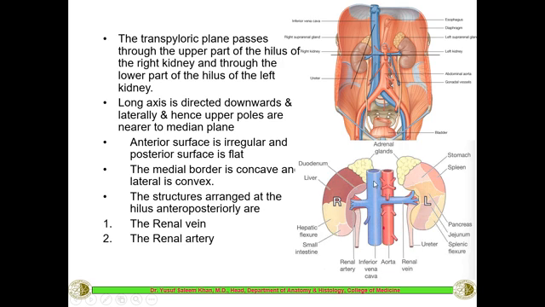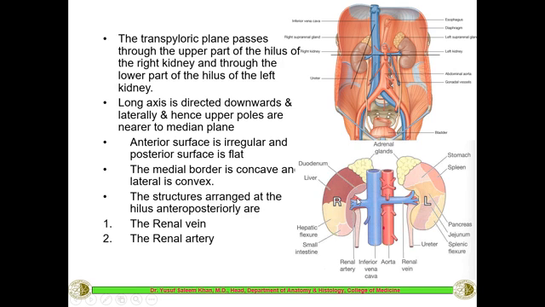So if you can see here, this is the inferior vena cava, and these renal veins from the right kidney as well as the left kidney are draining directly into the inferior vena cava. Here also you can see this is the inferior vena cava, and these are the renal veins. The next structure deep to that will be the renal arteries.